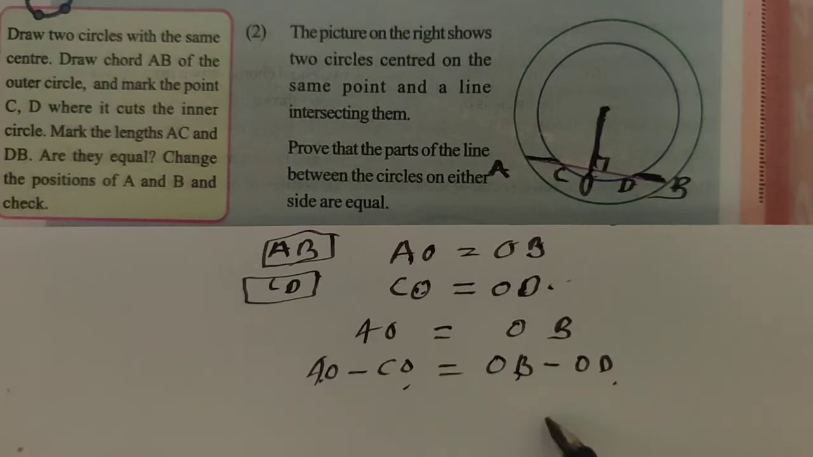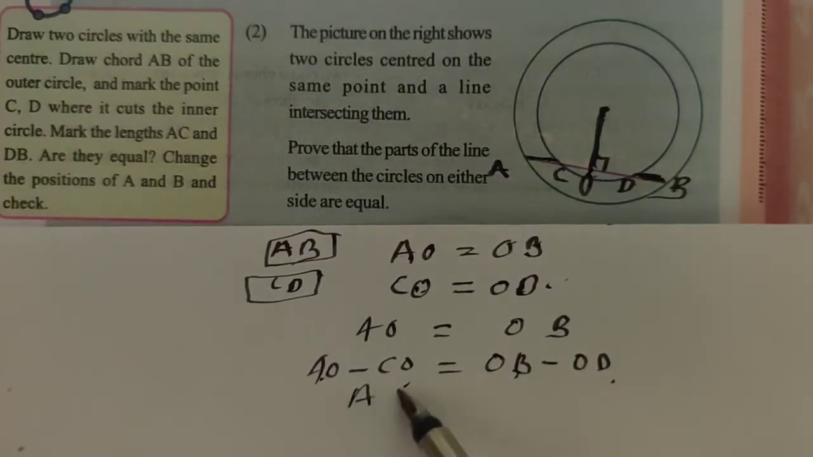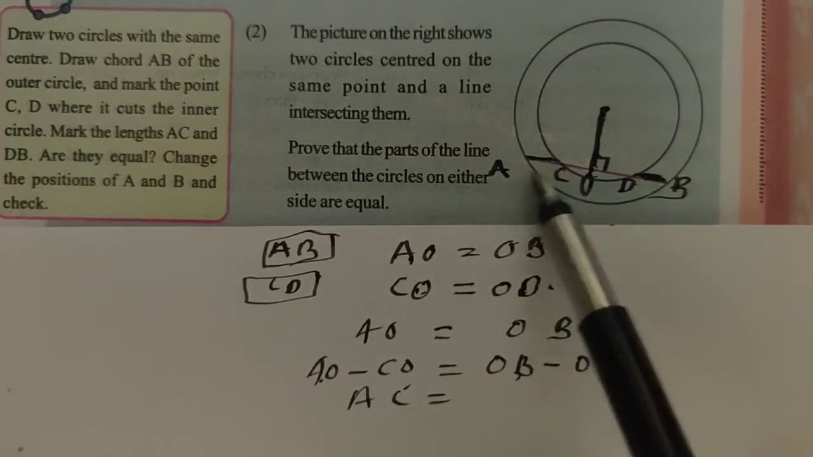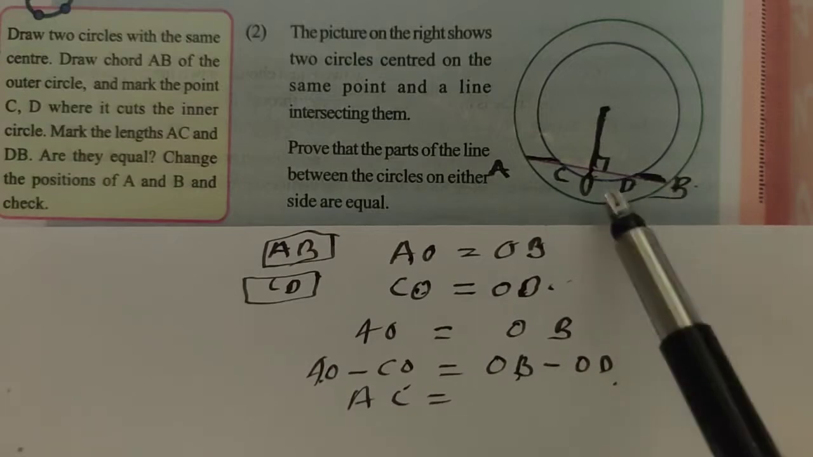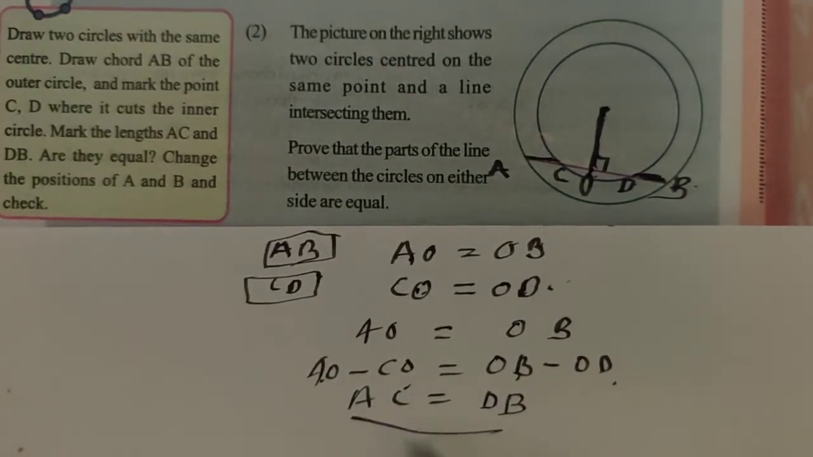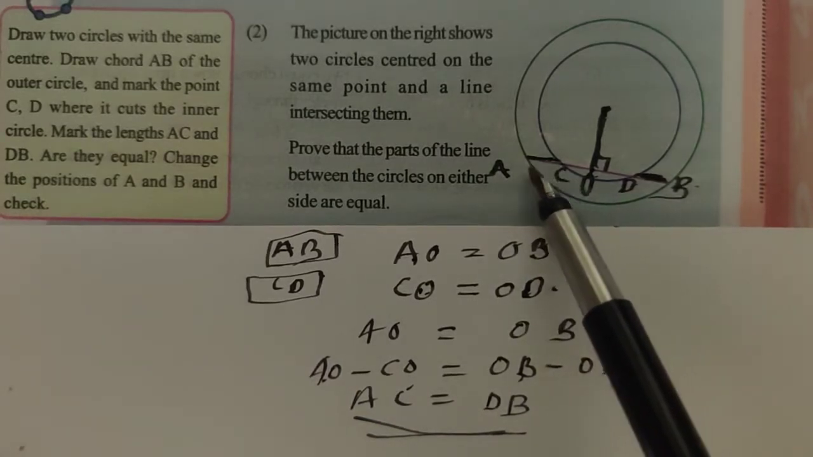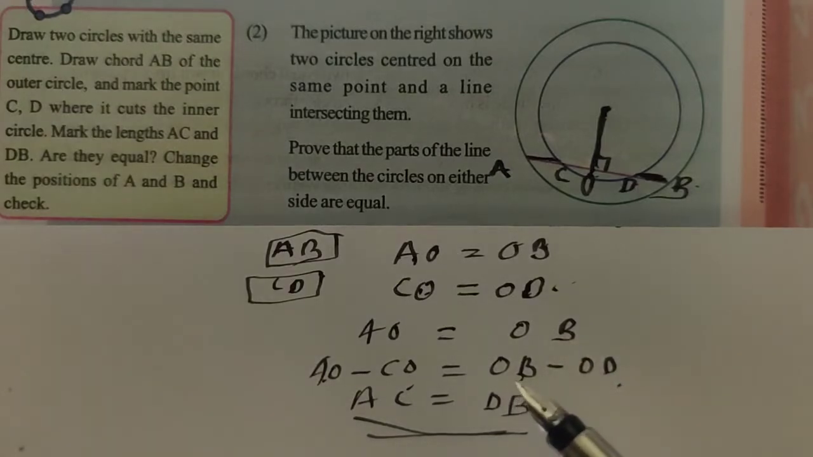AO same, OB same, CO same, OD same. Therefore, this relation is also same. Then AO minus CO is equal to what? Simply AC. This length is AC. And OB minus OD is DB. That is, AC is equal to DB. That is, the parts of the line between the circles are also equal.